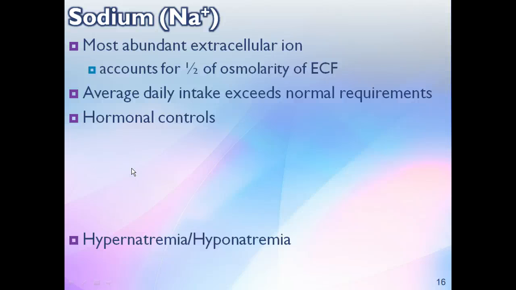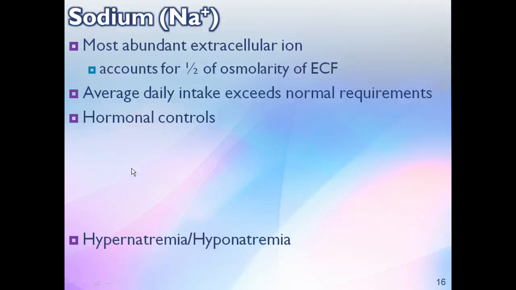So sodium is the most abundant extracellular ion. Whether you're positive, whether you're negative, sodium is the big guy. It is the most abundant extracellular ion, and it accounts for about 1/2 or 50% of the osmolarity of your extracellular fluid. Of course, in most diets, particularly American diets, the amount of sodium we take in far exceeds what's actually needed. As such, we have a variety of hormones that regulate sodium balance, in particular aldosterone and ANP.